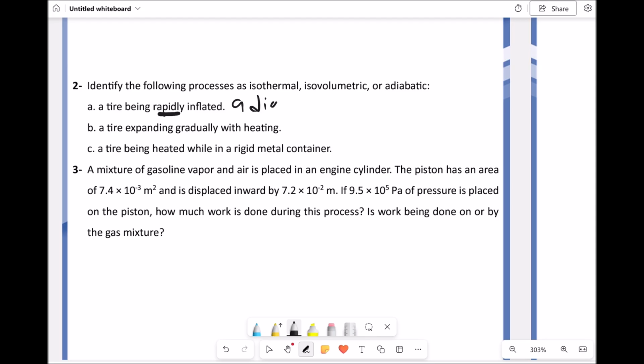So adiabatic. A tire expanding gradually with heating. So we have the word gradually. This means that this is what? This is isothermal. A tire being heated while in a rigid metal container. So this is a rigid metal container. Remember we said that if it's a rigid body or a container that is constrained so that there will be no volume change. So this is what? Isovolumetric.